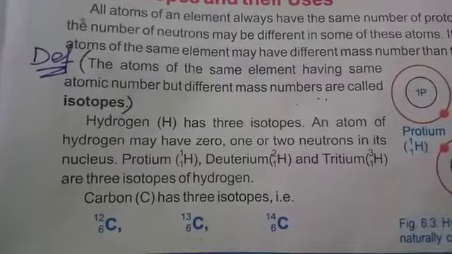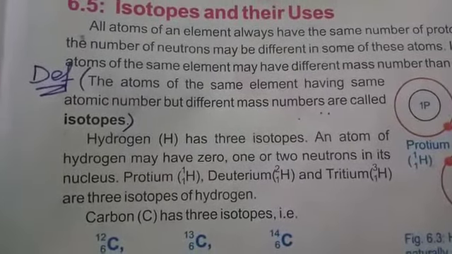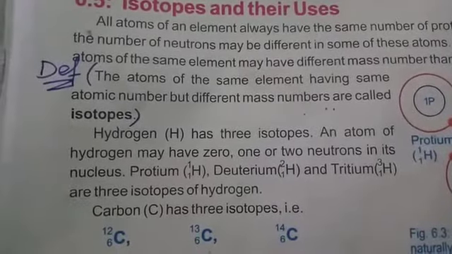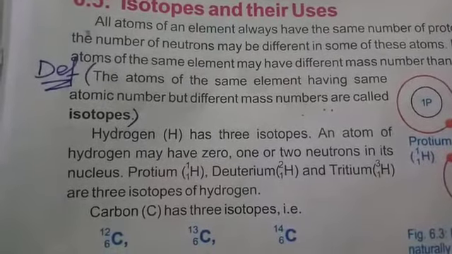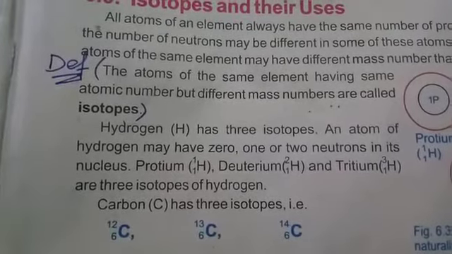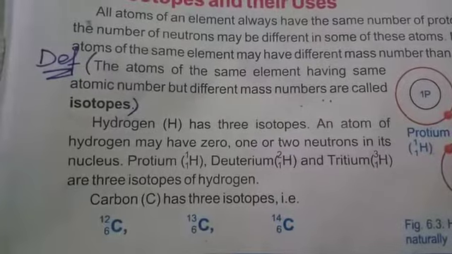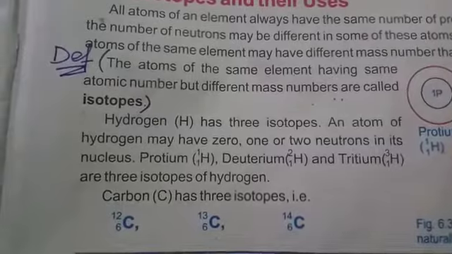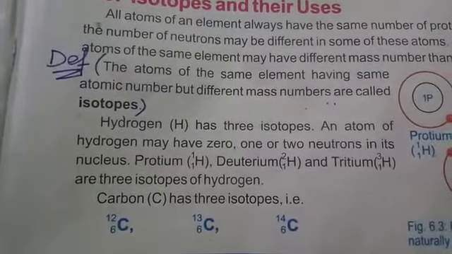Here you can see the definition. The atoms of the same element having the same atomic number but different mass numbers are called isotopes. And why is the mass number different? Because of the different number of neutrons present in their nucleus. Hydrogen has 3 isotopes. An atom of hydrogen may have 0, 1 or 2 neutrons, and similarly their mass numbers will be 1, 2 and 3. And these isotopes are also named protium, deuterium and tritium.